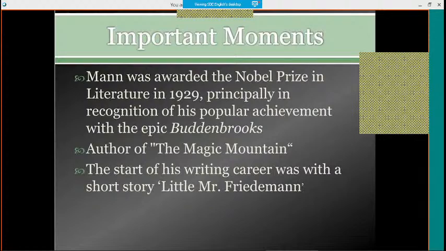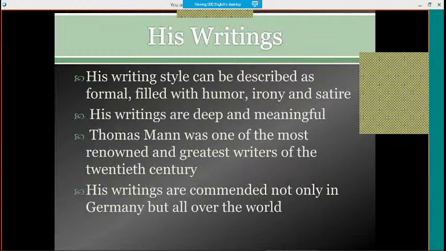Now, when it comes to Mann, he was awarded the Nobel Prize in Literature in 1929. It was principally in recognition of his famous work, Buddenbrooks. Buddenbrooks is an epic work. So the start of his career was with a short story called Little Mr. Friedman, a short story.